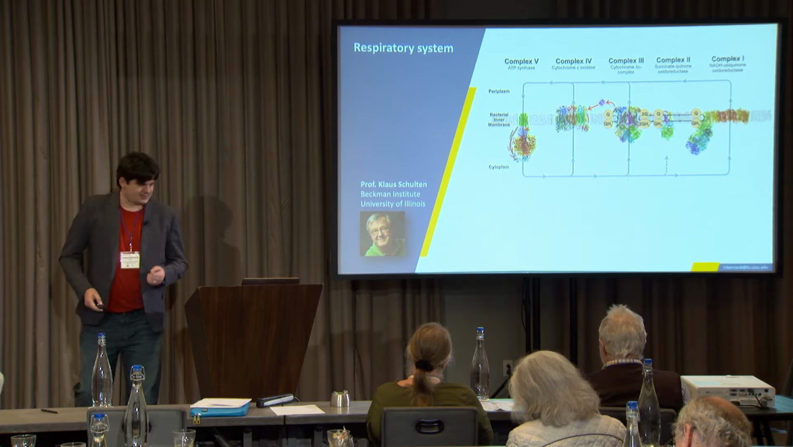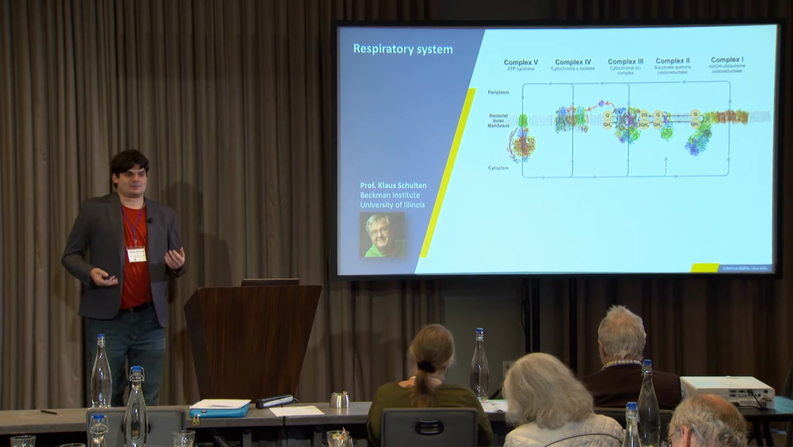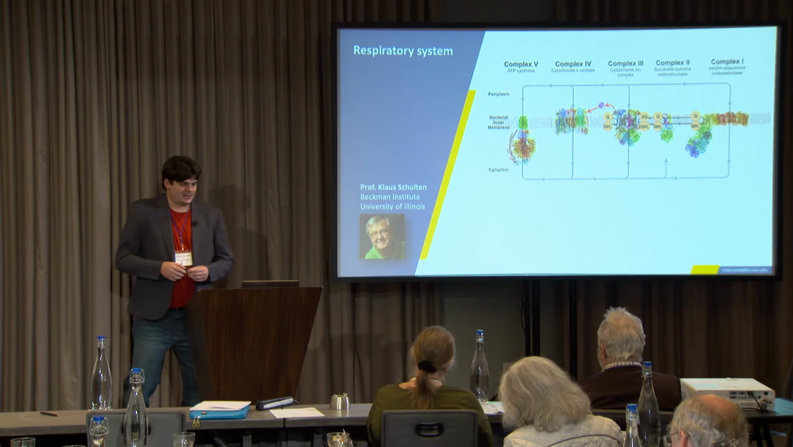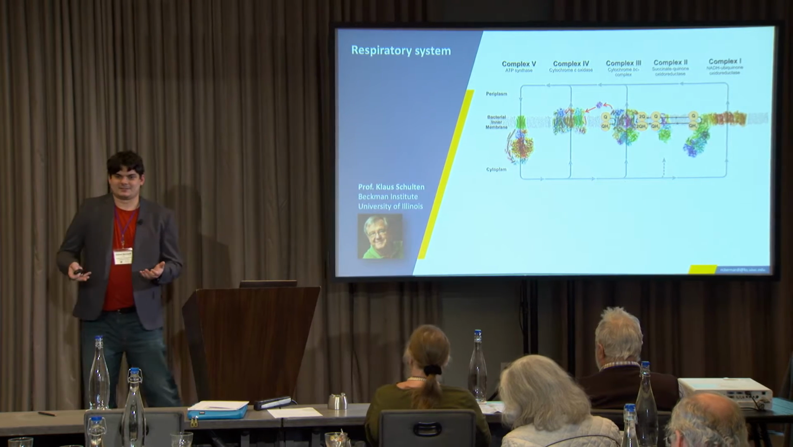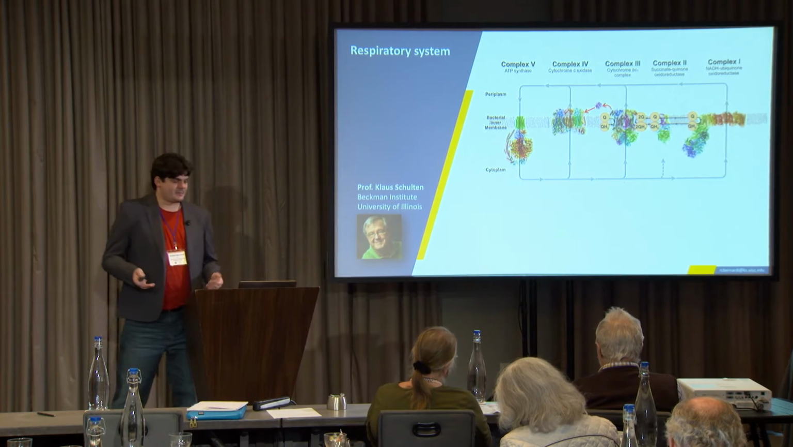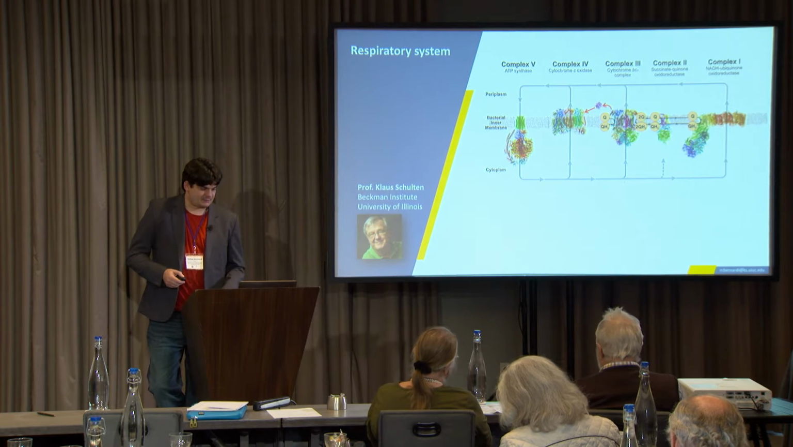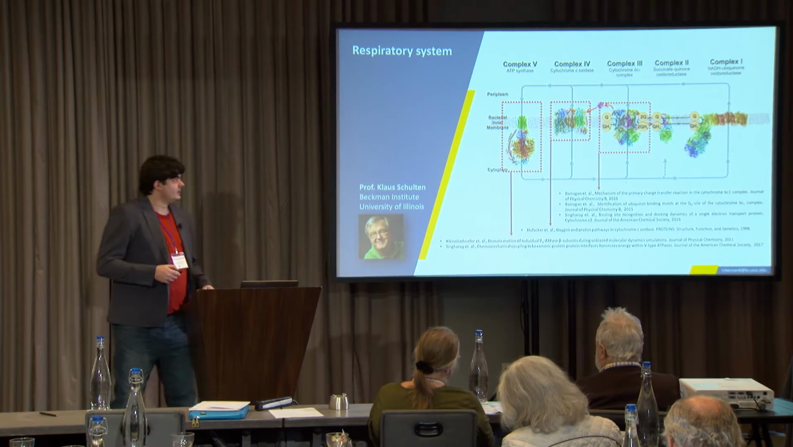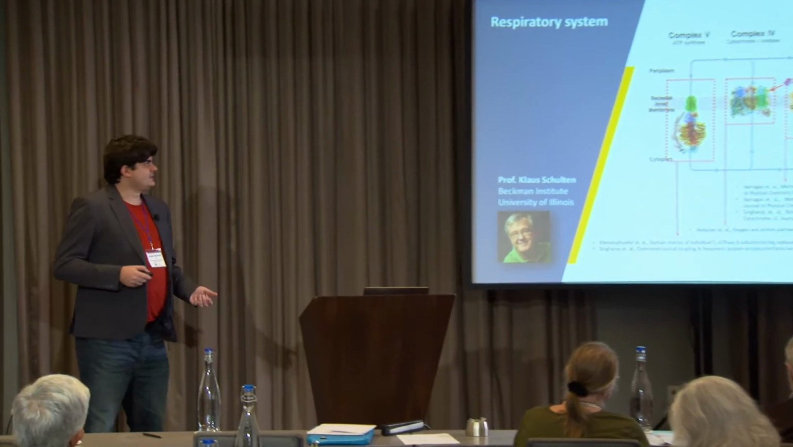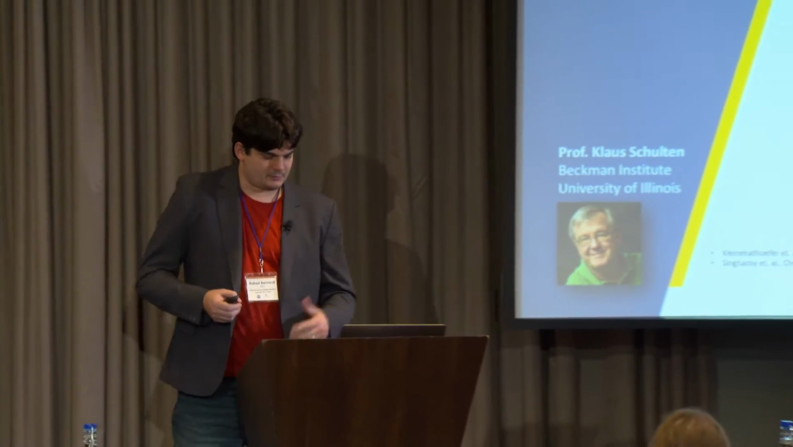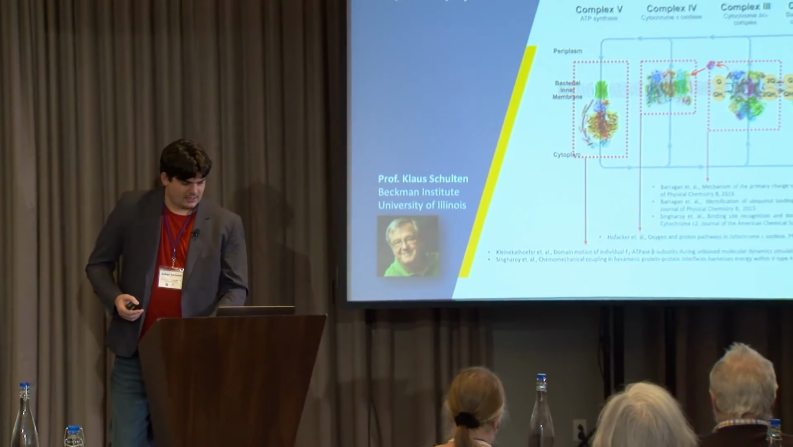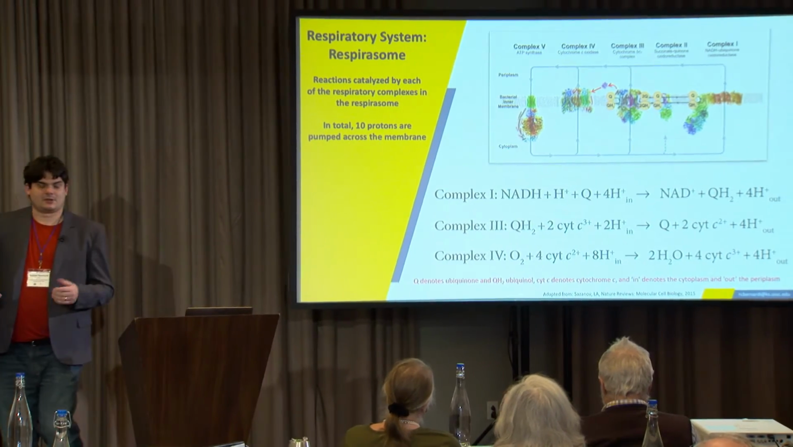My first contact with this respiratory system was when I joined Klaus Schulten's group, and a lot of people there were working on photosynthetic systems and the photosynthetic apparatus, and also on the respiratory system. Klaus actually had work already on complex 5, the ATP synthase, and also on complex 4, the cytochrome C oxidase, and the BC1 complex, and had a few papers on that. But he never had a chance to work on complex 1. He unfortunately passed away when we were starting to do this work. And that's the main part that I'm going to talk about today.